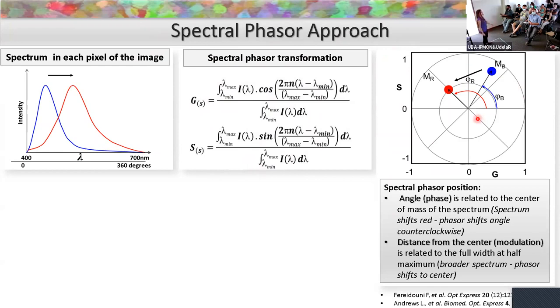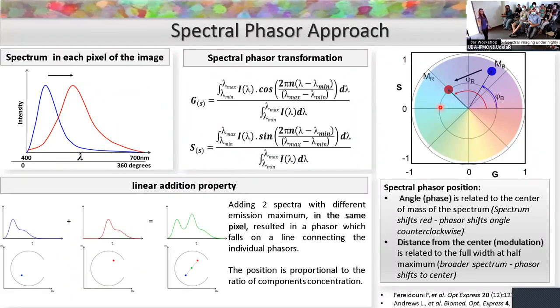As you already listened before, the position of these points in the phasor plot depends on the center of mass of the emission spectrum. For example, an emission with more blue appears here in the phasor plot, but increasing in wavelength, points appear counterclockwise in the plot. The distance from the center depends on the width of the emission spectrum, so the wider the spectrum, the closer to the center it will appear.